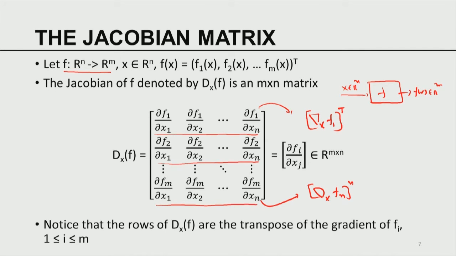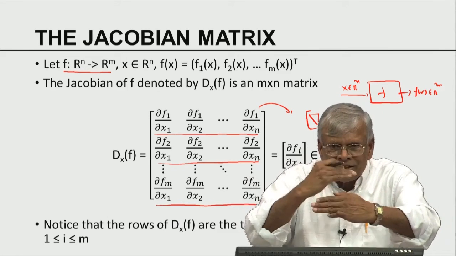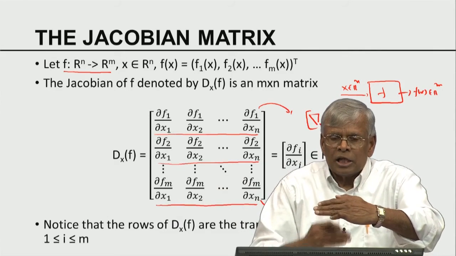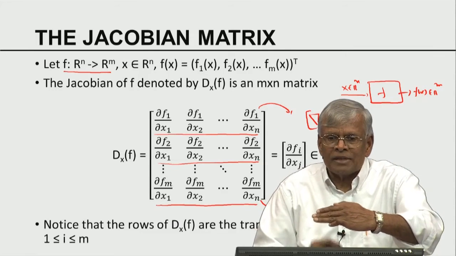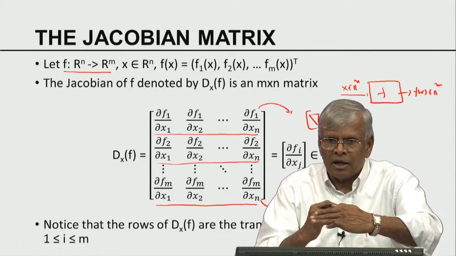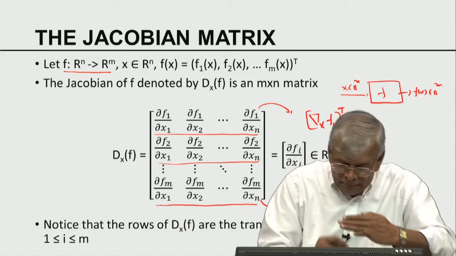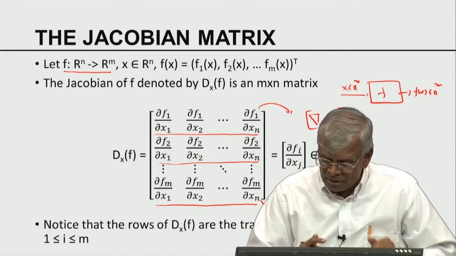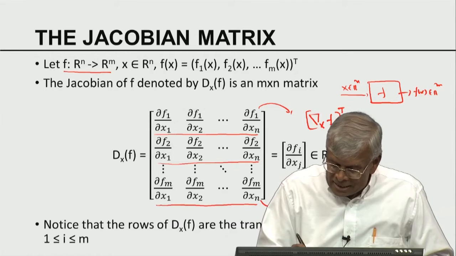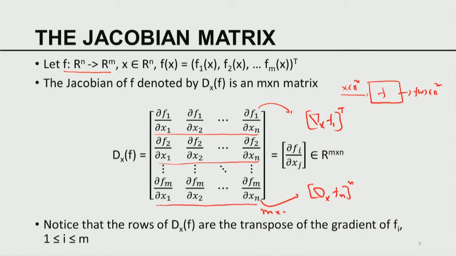So what is it that we do now? We take component by component, we compute the gradient, which is a column vector. You transpose it to a row vector, you stack these rows. There is one row for each component of f, there are m such components. So there are m rows, there are n variables. So this matrix is an m by n matrix. There are m rows, there are n columns.